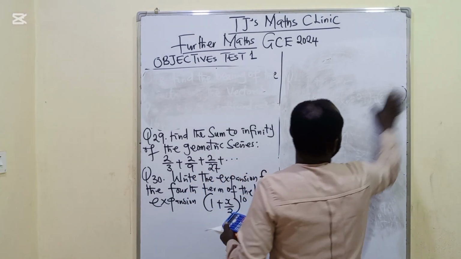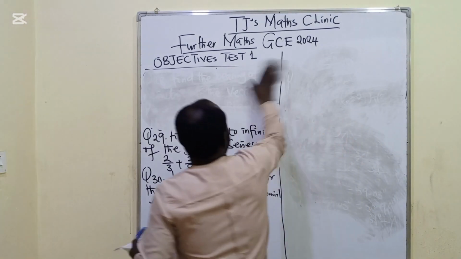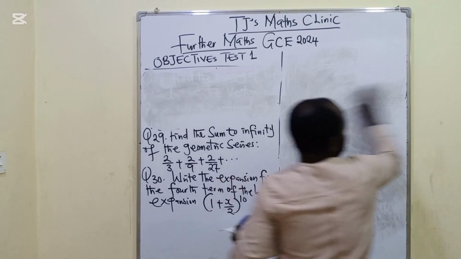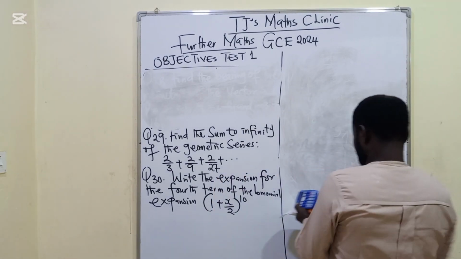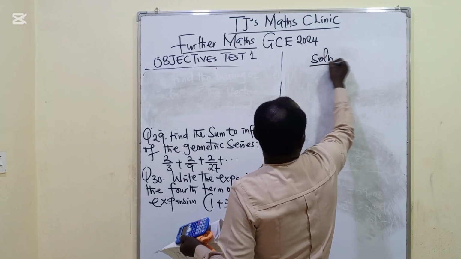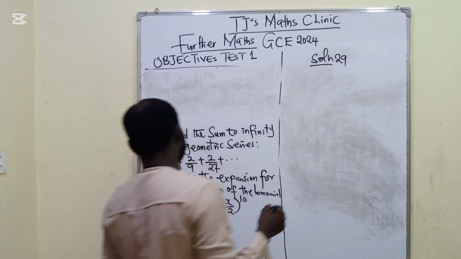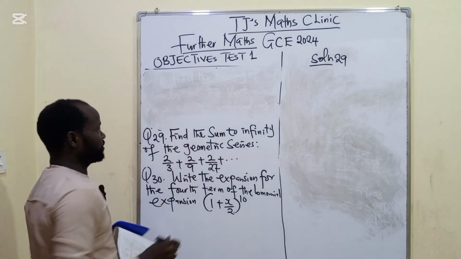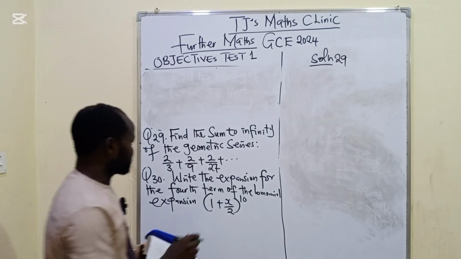Let's move to question 29. Question 29. Let's write the solution to 29 now. Solution to 29. Question 29 reads: find the sum to infinity of the geometric series.